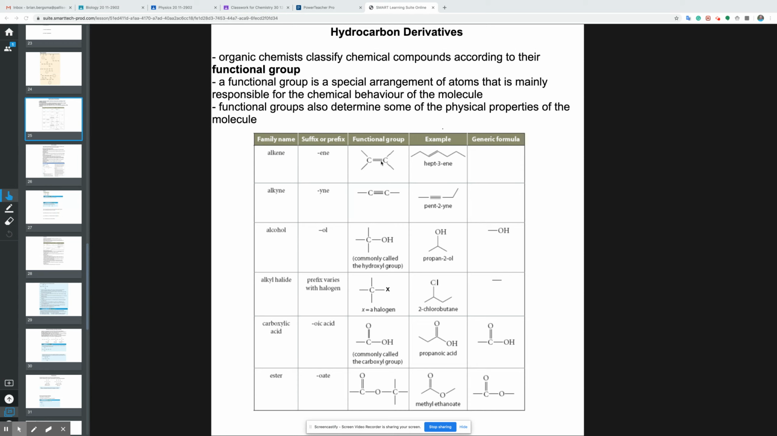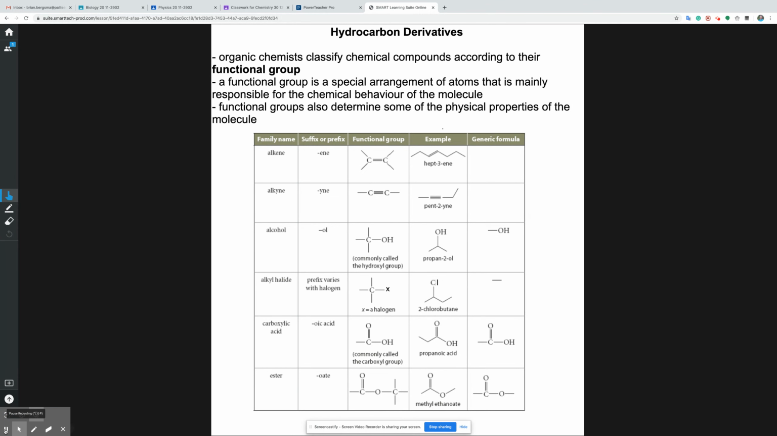So if it has a double bond, the functional group would be an alkene. If it has a triple bond, alkyne. A functional group is just a special arrangement of atoms that is mainly responsible for the chemical behavior of the molecule. Functional groups also determine some of the physical properties of the molecule. And so here are the main functional groups we have to know this year.